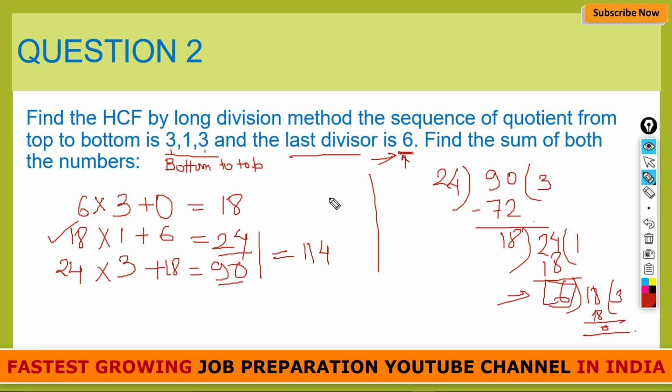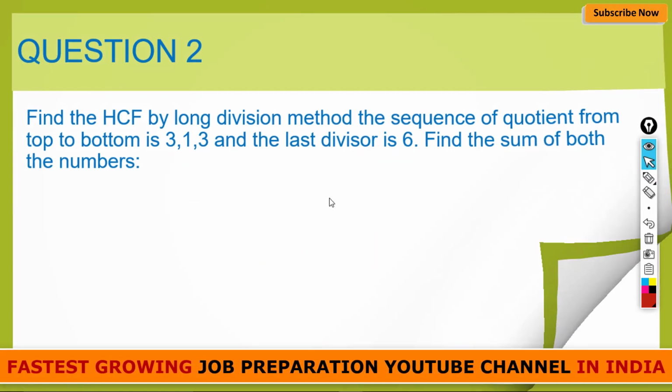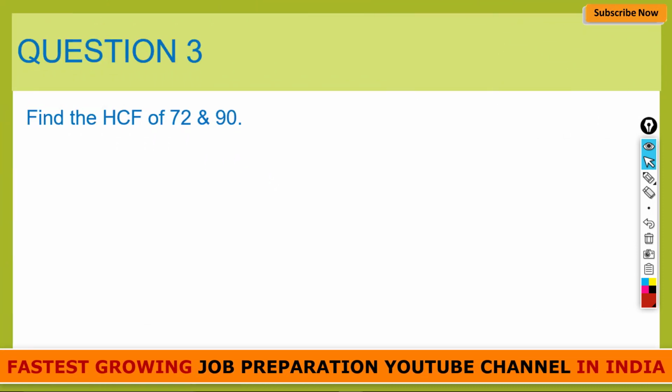So let's move to the third question. The third question is find the HCF of 72 and 90. You will tell me, sir, I have done this sum in the first question only, so why am I explaining it again? No, I am going to explain one more simple way to do this sum.